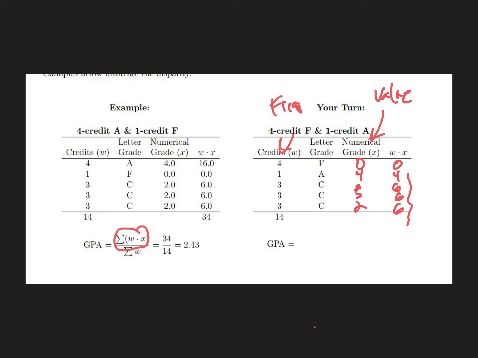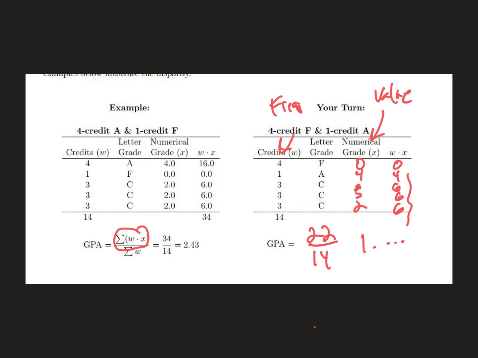10, 22. And then we divide that by the number of credits, which is the sum of the frequencies, which is 14. So we divide 22 by 14. And what is that? That's 1 point something, right? 1 and 8/14, whatever that is. I don't have a calculator right here, so I can't do that. But that's what we do, and hopefully that's familiar.